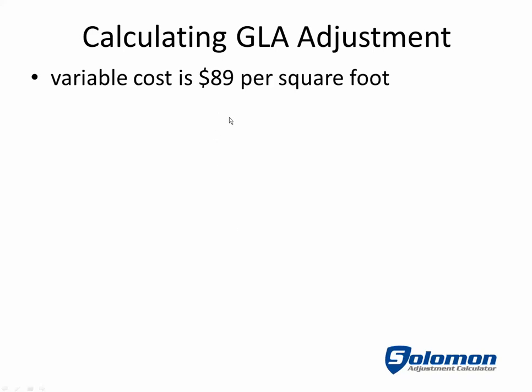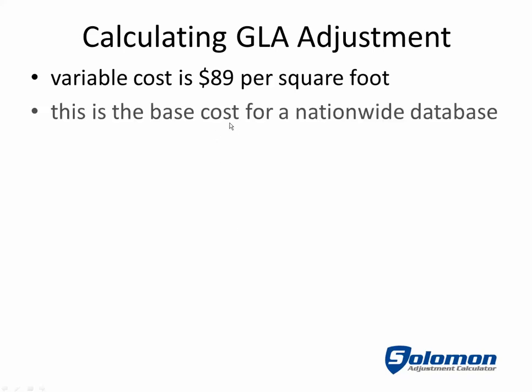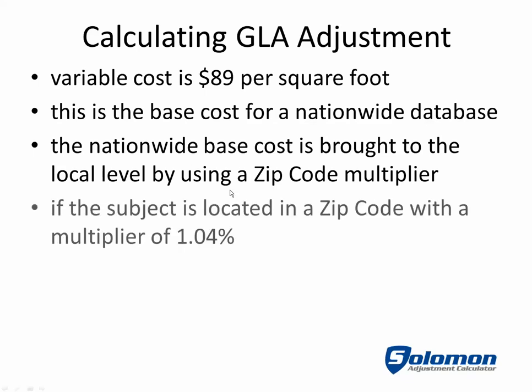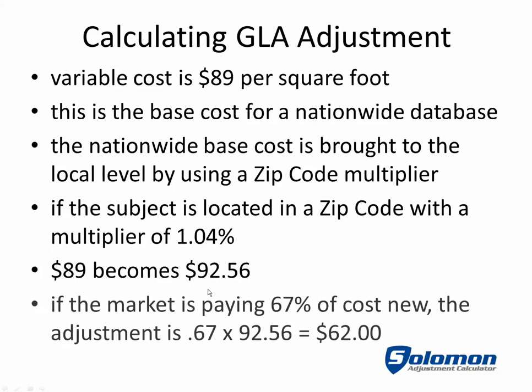If variable cost is $89 per square foot, and again, if this is from the nationwide database, we bring it to the local level by using the zip code multiplier. In this case, let's assume that the local multiplier is 1.04. The $89 becomes $92.56. If the market is paying 67% of cost new, the adjustment is 0.67 times 92.56, or $62.